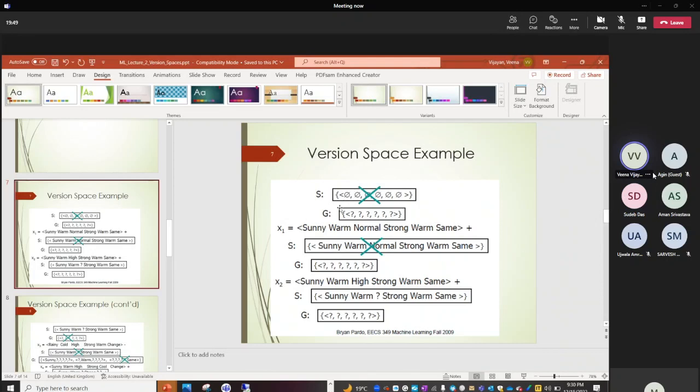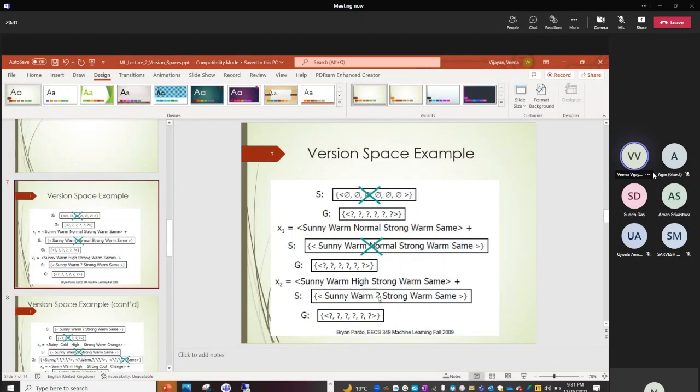So the specific is not matching, so we are replacing each value of specific with the instance value. Whereas the generic says any matches with this value, so we are keeping the same. Now we are taking the second instance, which is also a positive instance. Here also we are comparing. When we compare sunny, we are comparing with the specific case which we created here. So sunny is matching with sunny, warm is matching with warm, normal is not matching with high. That's where we are replacing normal with question mark.